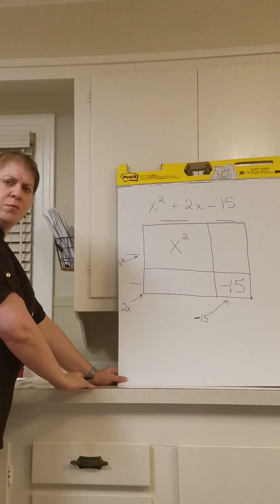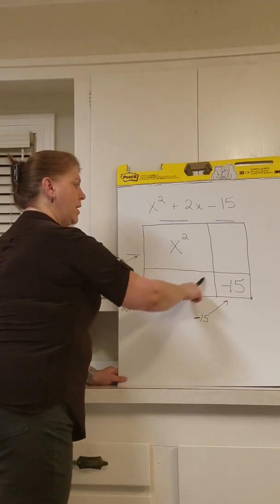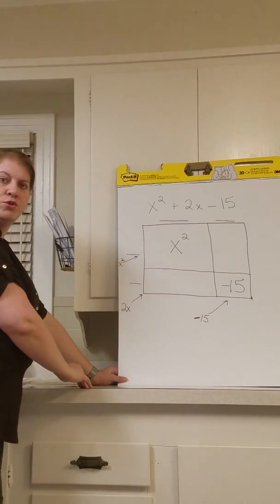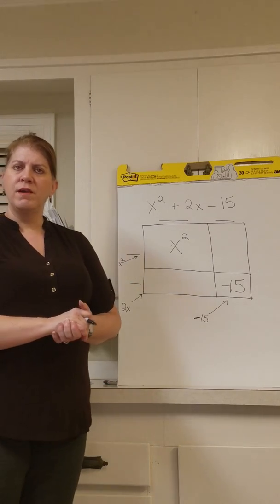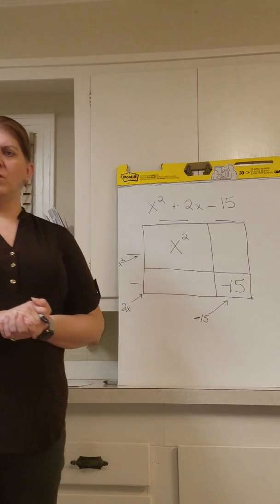So at your tables, I want you to figure out, what do I need here to figure out how to get that 2x? So that's what we're going to determine. So take a minute to figure that part out. Okay?